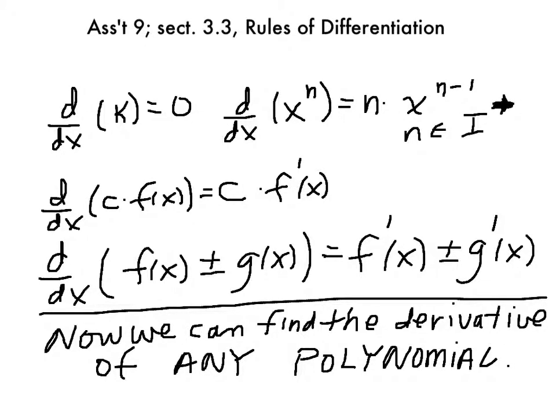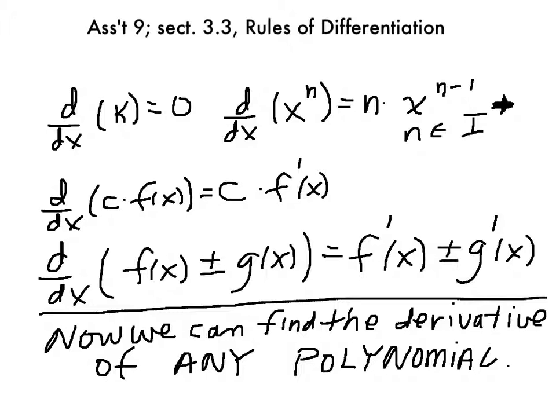Welcome back, calculus students. We're looking now at assignment 9, which is section 3.3, going over the rules of differentiation. I want to remind you of these four important rules that we have already established. And they are simply that the derivative of any constant will be 0. The derivative of x to the n will be n times x to the n minus 1. And we've only shown that that's true when n is a positive integer.